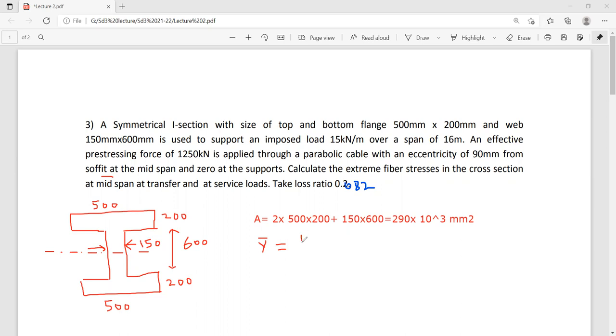Because of the symmetrical section, you will get it directly by dividing by 2, so 1000 by 2 is 500 mm. So y bar of this symmetrical I section is 500 mm. Are you getting my point, students?